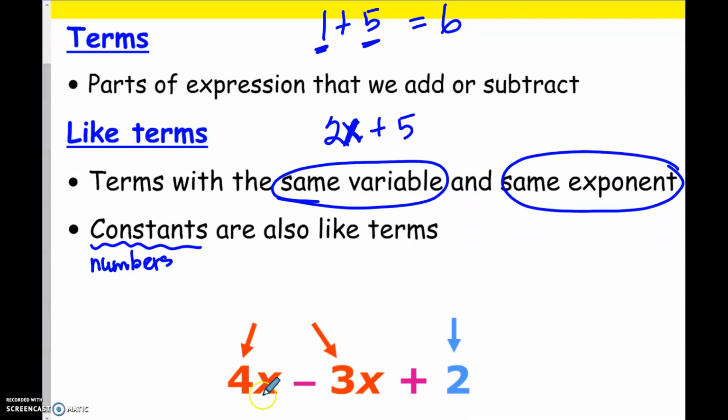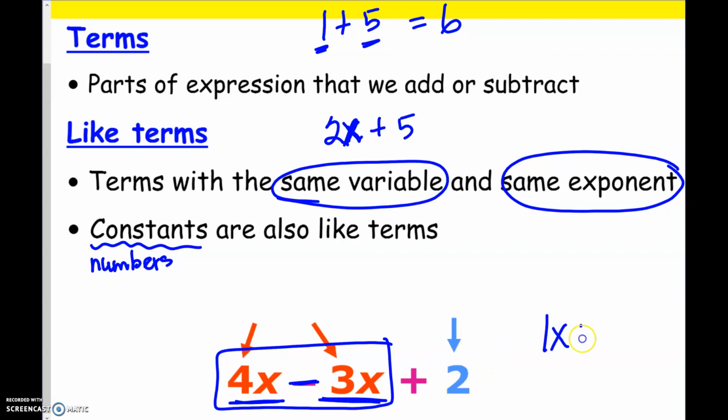So if we look here, we've got 4x minus 3x plus 2. So this has an x, this has an x. They are like terms, so we can combine them by doing the operation that they tell us. So 4x minus 3x is 1x, and then we still have our plus 2. Now, mathematicians don't like to write this 1 in front, so they're just going to write x plus 2. And this is two terms. The x is a term, and the 2 is a term.